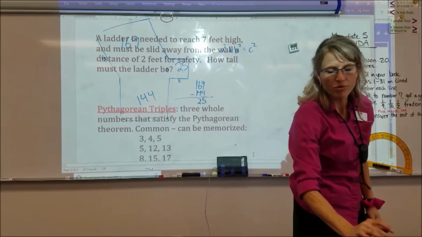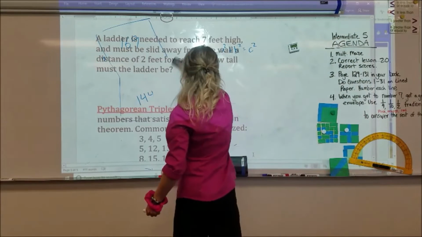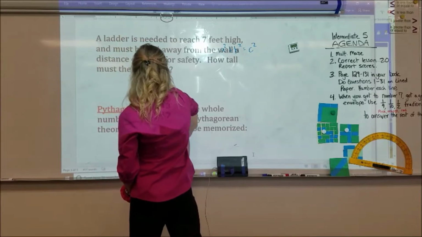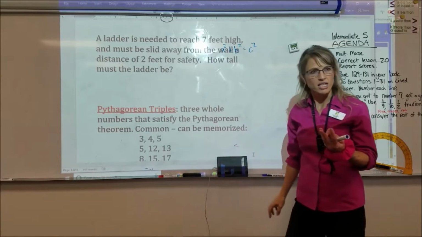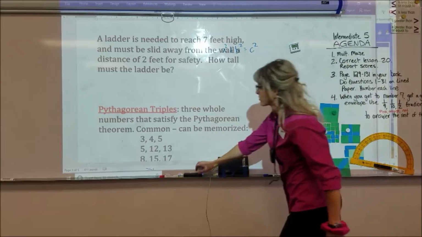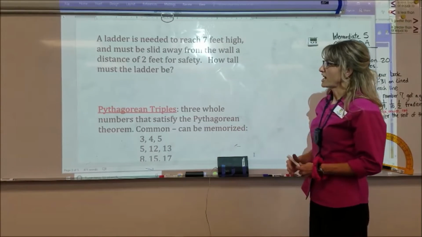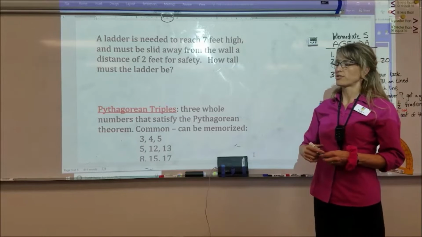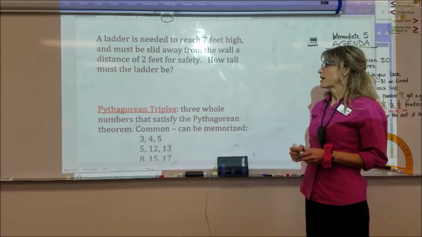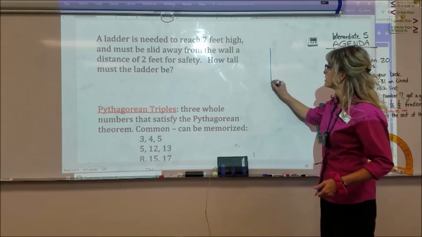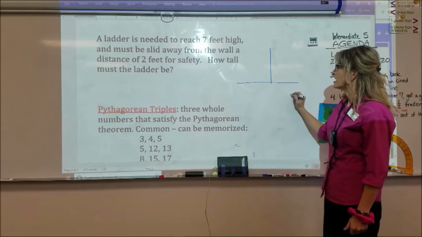Here's a sample RISE test question on your standardized test at the end of the year. The reason why students struggle a little bit on this one is because they can't picture it in their mind. They always ask me, I don't understand this one. A ladder is needed to reach 7 feet high and must be slid away from the wall a distance of 2 feet for safety. How tall must the ladder be? So let's picture it. A wall, so there must be a ground, right? And then there's a ladder.